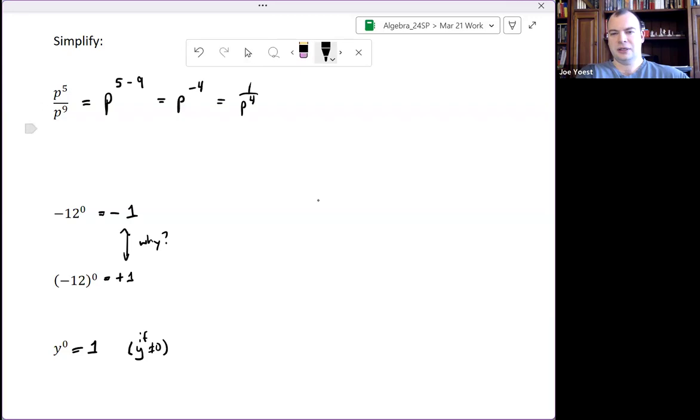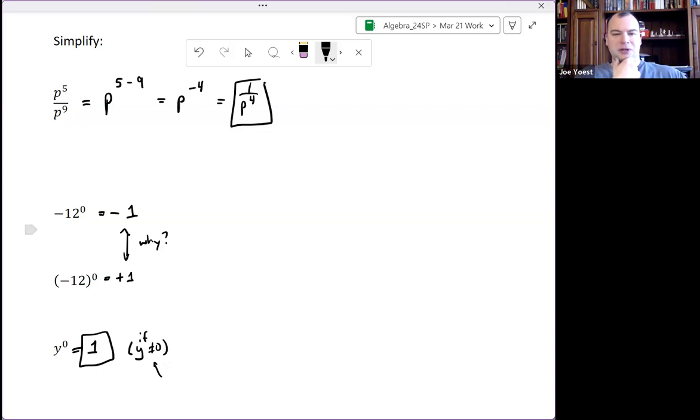Okay, so these should have gone by fairly quickly. P to the 5th over P to the 9th power. Again, just using our property, that's P to the power 5 minus 9, or P to the negative 4 power. And I know that that negative sign on the power just flips whether we're in the numerator or denominator. So P to the negative 4 power is 1 over P to the 4th power. And that's our answer. Going all the way to the bottom, y to the 0 is 1, so long as y is not 0.